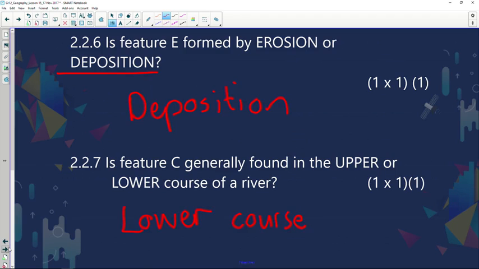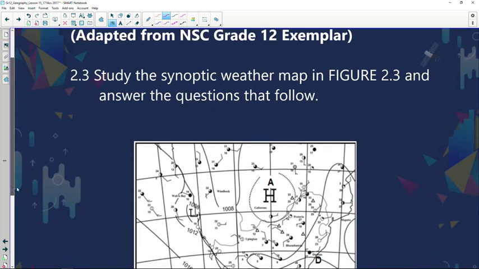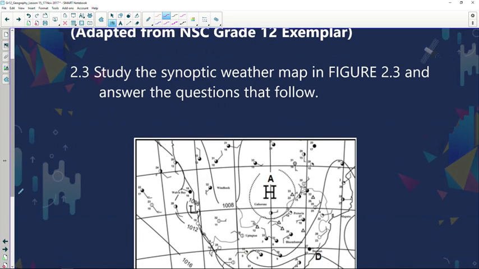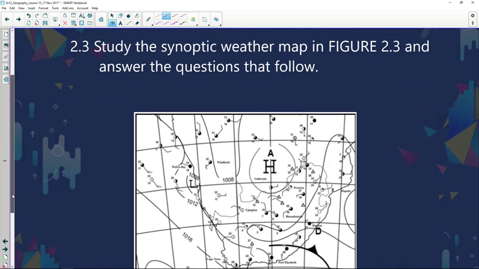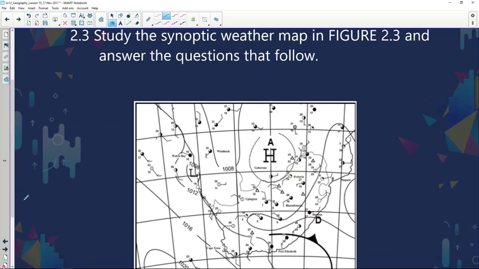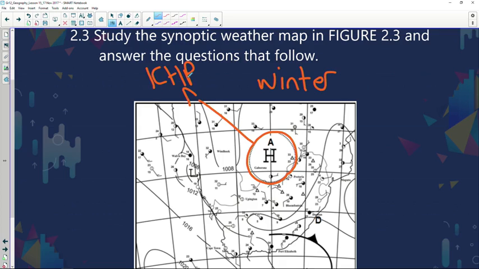Our next question is a synoptic chart. Now once again, before we answer the questions, let's just quickly look at all the clues on the synoptic chart, and we can determine what's happening over here. First of all, what stands out for me is the high pressure system over the interior. This high pressure system only occurs during winter months, and the one that dominates the interior is known as the Kalahari high pressure system.